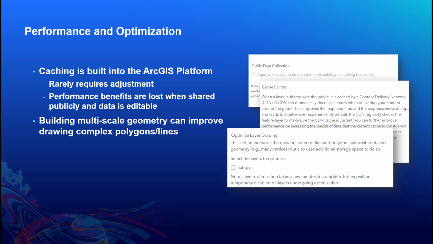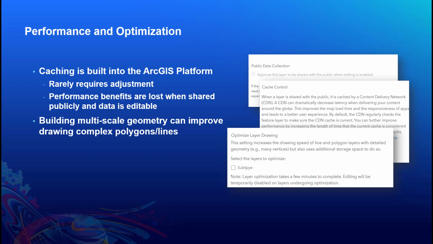I want to call out editable data. I talked about that in the last slide, but I really want to hit home, discouraging sharing data publicly that's editable unless you absolutely have that requirement. One of the side effects of sharing editable data publicly is that much of the benefit of our internal caching is lost.